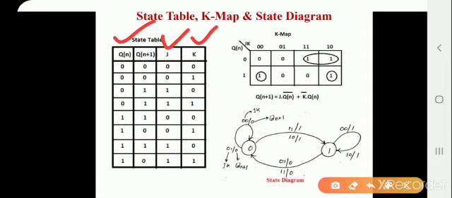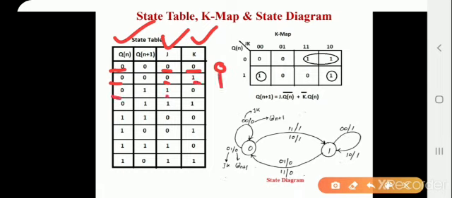So as you can see, in column Qn, the first value is 0. Then in column J, the first value is 0. Then in column K, the first value is 0. That means 0, 0, 0. So the decimal equivalent is 0. Similarly, for the next value 0, 0, 1, the decimal equivalent will be 1.